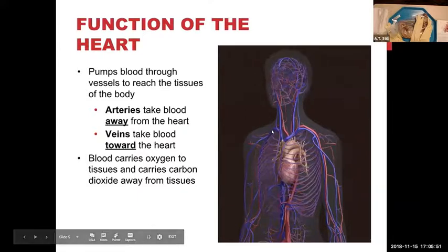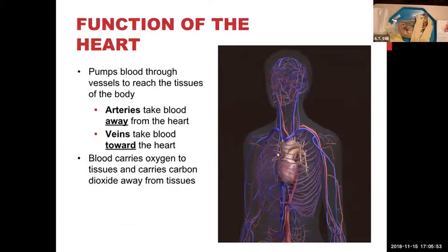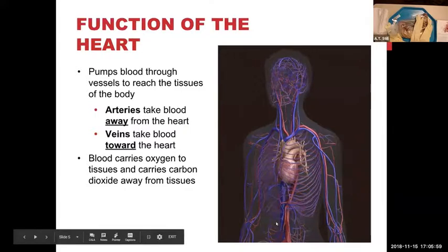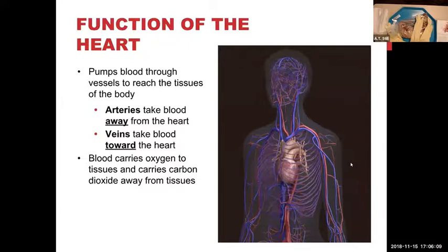So the veins bring the blood back towards the heart. And the veins are going to carry deoxygenated blood because it has already dropped off all of its oxygen to the tissues. And once the blood has gone through the tissues, it's also going to pick up carbon dioxide from the tissues, which is the waste material from the tissues.